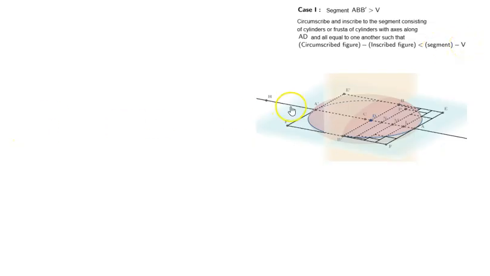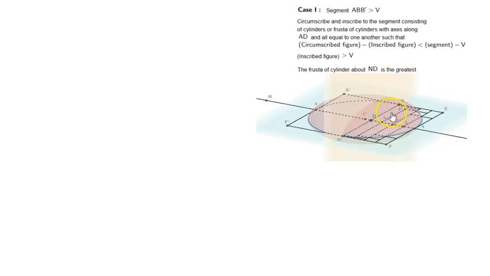So when we do that, what happens? Inscribed figure would be greater than V. Why? Because we know circumscribed figure is greater than the segment of this spheroid. So since circumscribed figure is greater than segment, to maintain the inequality, inscribed figure has to be also greater than V. So now the frusta of cylinder about ND is the greatest.